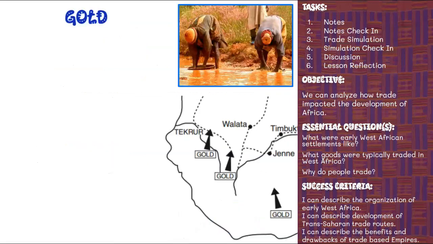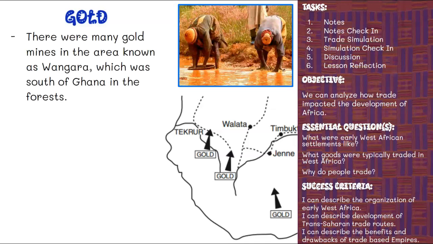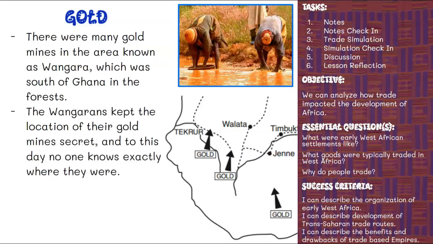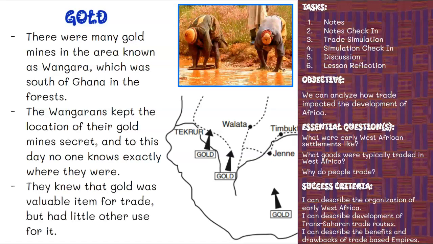On the other hand, in West Africa, they're going to have gold, which can be retrieved by panning or by mining in an area called Wangara, which is south of Ghana in basically the rainforest. The Wangarans are going to keep the location of their gold mines secret, and no one exactly knows where these gold mines are even today. They know that it's a valuable trade item, but you can't do much with gold besides make pretty things. And that's about it.